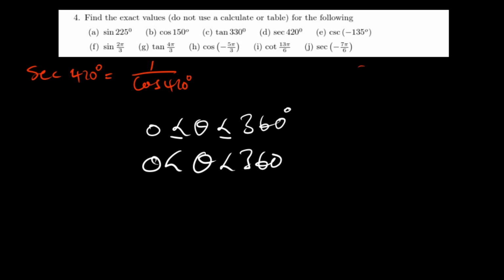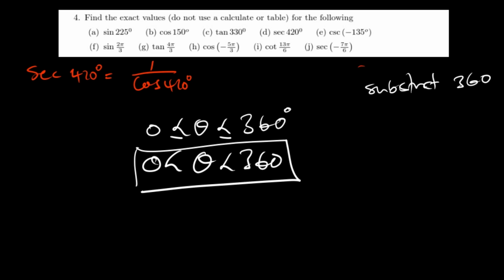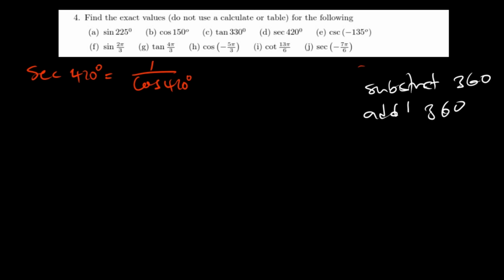If the angle goes beyond 360, you subtract 360 until the angle falls within this range. If the angle is negative, meaning it is less than 0, you add 360 until it falls within the range. What do I mean? 420 is beyond 360, so I'll subtract 360. 420 minus 360, what will be the answer? 0. Then 2 minus 0 is 6. So it will be 60 degrees.